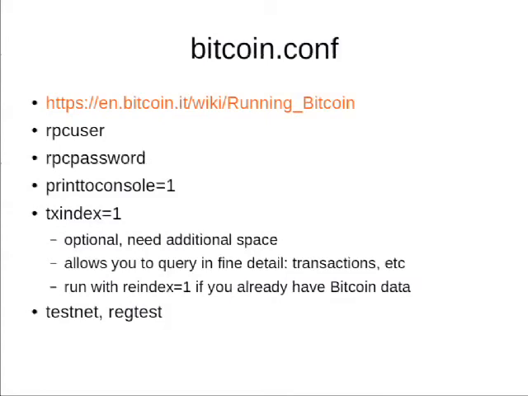And if you are developing, you probably want to say testnet equals one or regtest equals one. Testnet is the same thing as Bitcoin, but with play money, so everybody around the world is using play Bitcoin money instead of real Bitcoin. And regtest is where the Bitcoin network is all right there on your own local system, and you can process blocks really quickly.